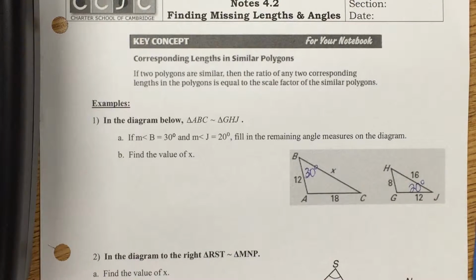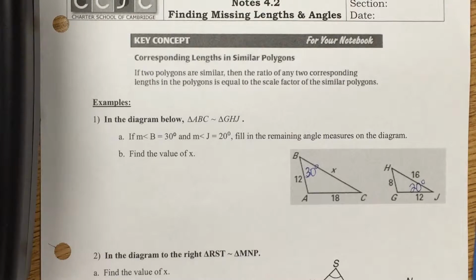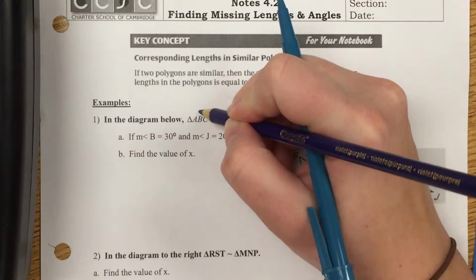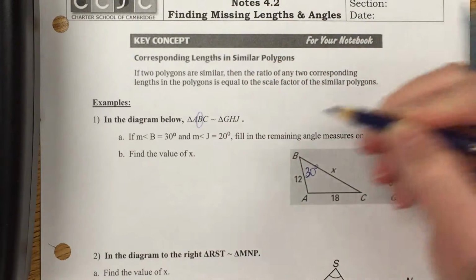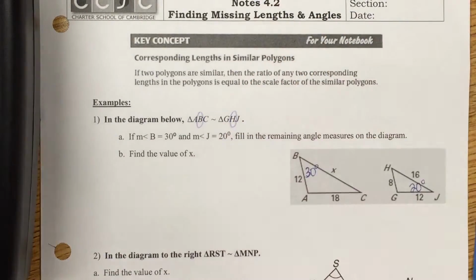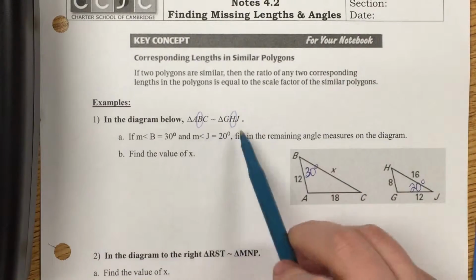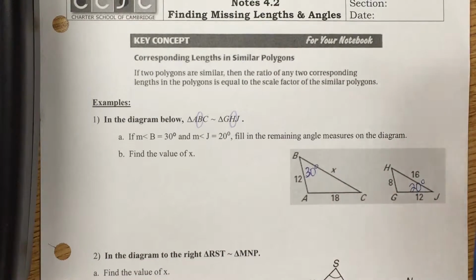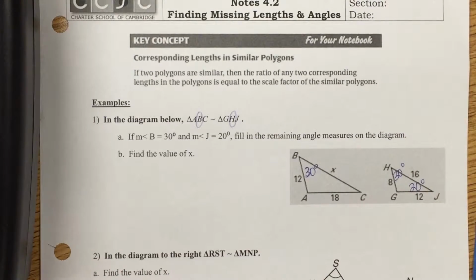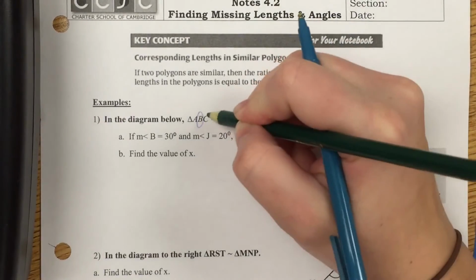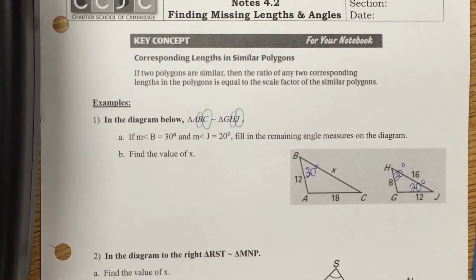To do this, we want to match up the corresponding parts, just like we did with congruent figures. So I know angle B is 30. Angle B has to correspond to angle H in the other triangle because they're both listed second. So I can label angle H as 30 degrees. Same thing with angle J. Oh, sorry, 20. Angle J is 20. That has to correspond to angle C. Angle C has to be the same thing, so that has to be 20.